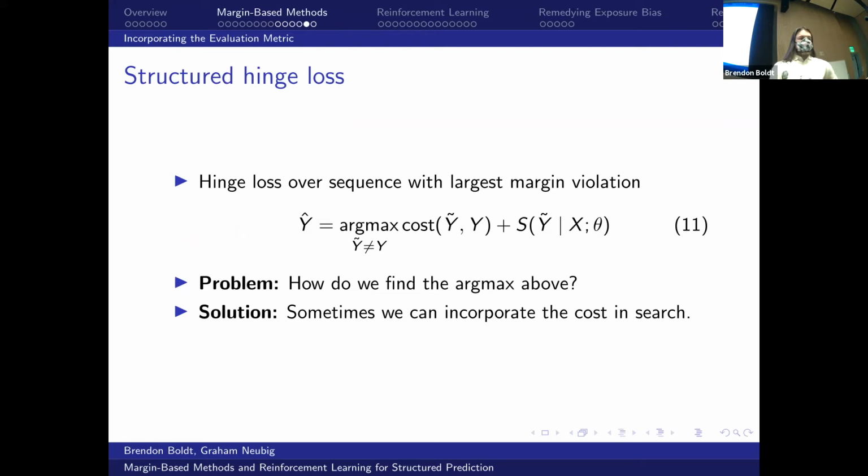So when we're looking at structured hinge loss, this cost function is actually going to influence the argmax. If you remember back, the structured perceptron required us to find the argmax of the model. But now, since we've added the cost function, which is a function of the prediction being made, the thing we're trying to find the argmax for, we're going to have to incorporate this into our search process. In certain cases, this is actually very easy to do. In other cases, it's probably very hard, but we'll show you the easy case here.